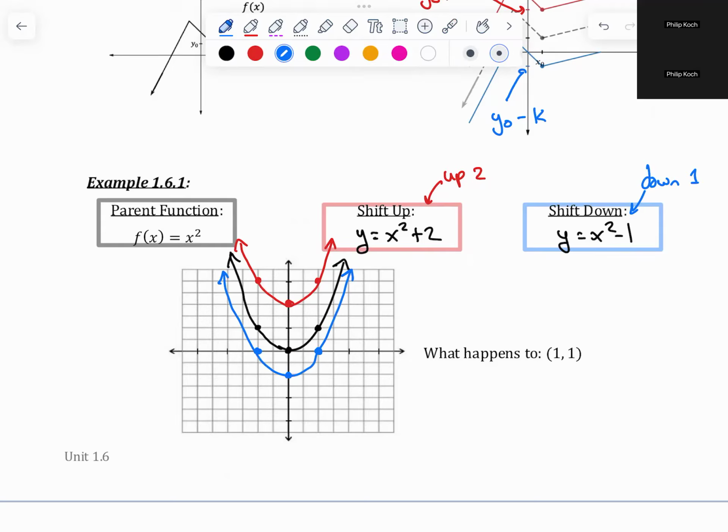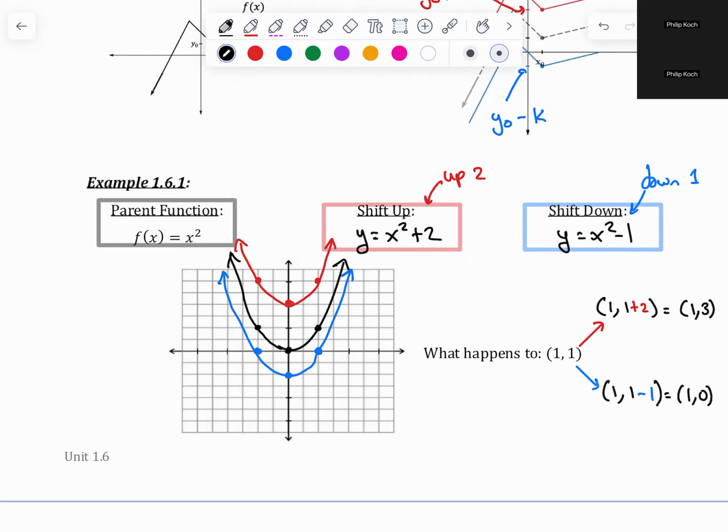It doesn't need to be perfect. So just to show what happened algebraically instead of graphically with points: (1, 1). If you shifted up, which we did in red, it now becomes (1, 1 + 2), so (1, 3). And the shift down went to (1, 1 - 1), which is (1, 0).